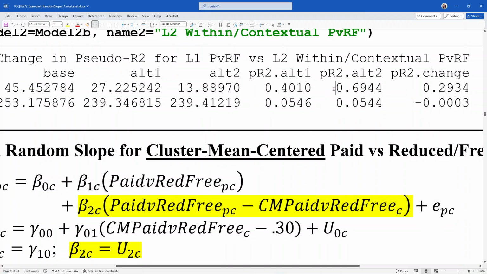So if I were reporting this out, I would say that 70% of the 15% of school mean math differences is due to school lunch composition, whereas 5% of the student differences in math is due to student lunch composition.